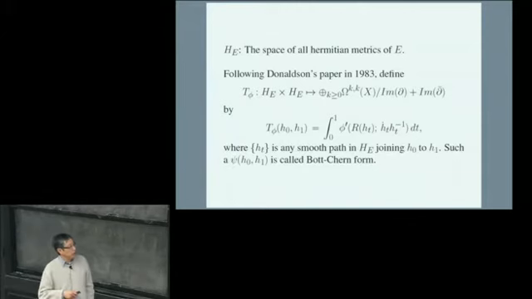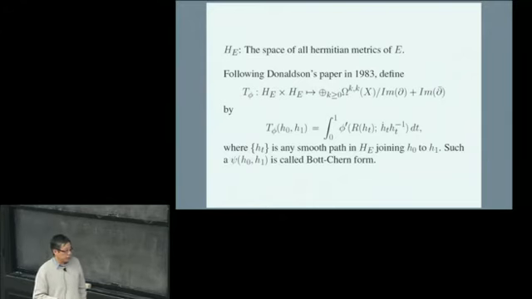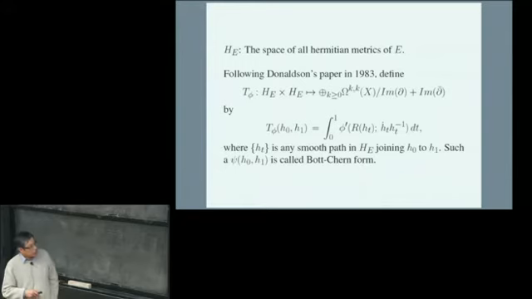Now, following Donaldson's paper in '83, let's define the transgression form as follows. This time the family of matrices is only a path, so the initial metric may not be the same as the ending metric. This way you can define a map from this.